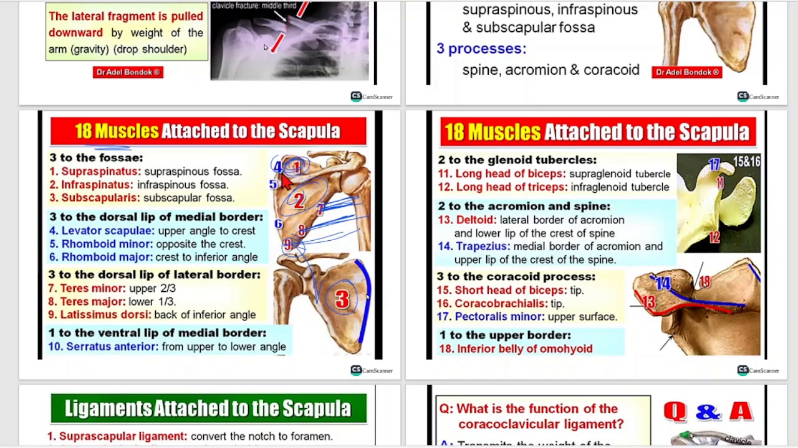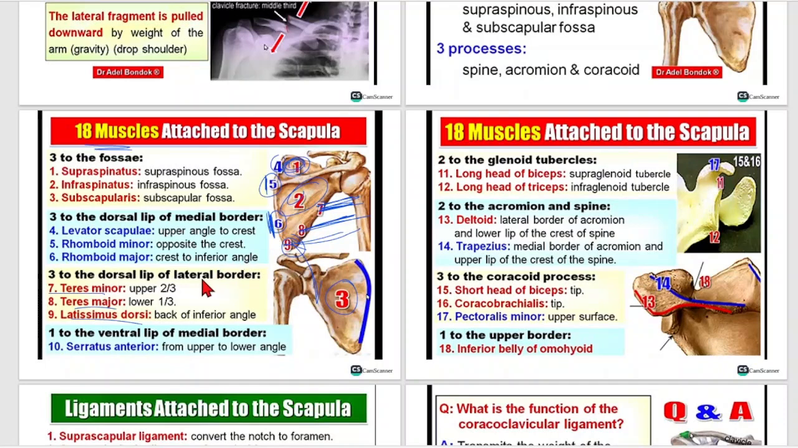At 4 there is the levator scapulae, and here at 5 there is the rhomboid minor, and at 6 there is the rhomboid major. Rhomboid minor and rhomboid major muscles are attached here. Now the dorsal lip of the scapula: teres minor, teres major, latissimus dorsi. This is attached here.